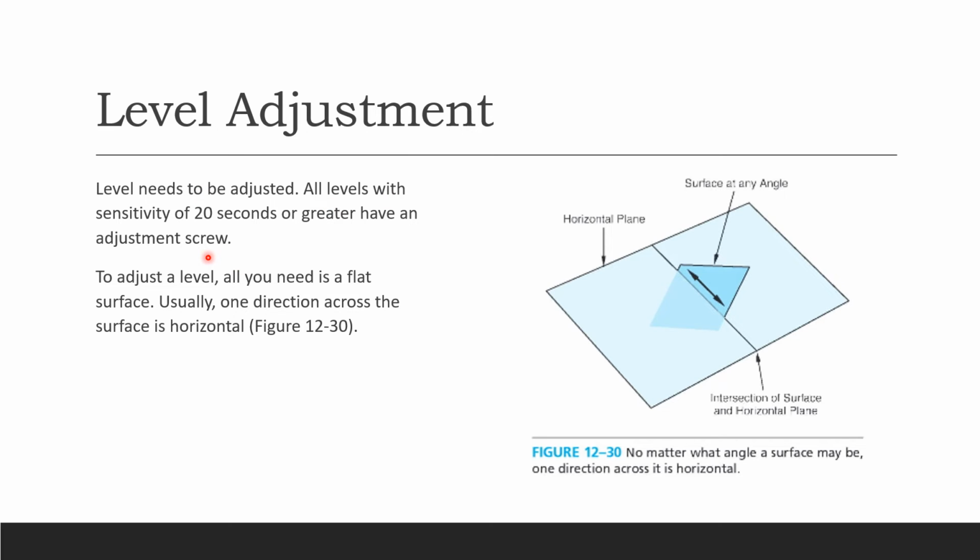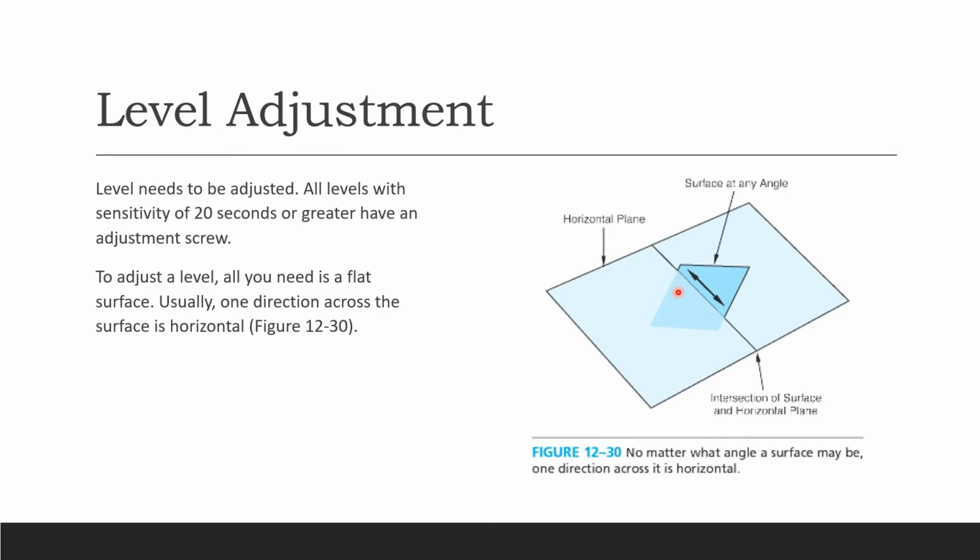Adjustment, how are we going to adjust the level? They need to be adjusted all the time, so all levels with a sensitivity of about 20 seconds or greater have an adjustment screw on it. So you're going to use that screw to adjust the level. So all you need is a flat surface when you do adjustment.